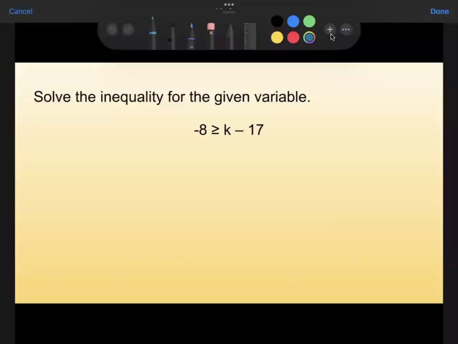Okay, here is my next one. It's negative 8 is greater than or equal to k minus 17. So I'm going to go ahead and put a line underneath the symbol, and check and see if k is being multiplied or divided by a negative number. In this case, it is not. So I'm going to go ahead and just bring down the symbol exactly as it is in the original inequality. So now I need to get that minus 17 away from k, so I can get k by itself. The opposite of subtracting 17 is to add 17. So that's what I'm going to do to both sides here.